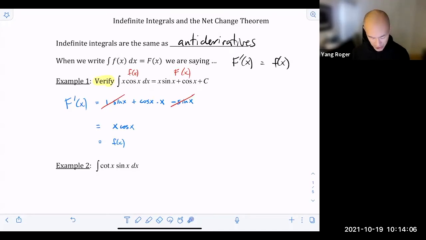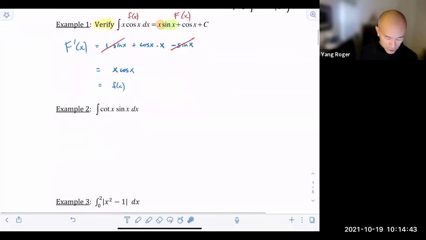Terry, do you know how to do the product rule? What's the product rule? Right, we're using the product rule on this one. So you're taking the derivative of the second thing. The derivative of the second thing is cosine of x, and you keep the first thing, which is x. Yeah, no problem. Okay. Example 2 is asking us to find the antiderivative.